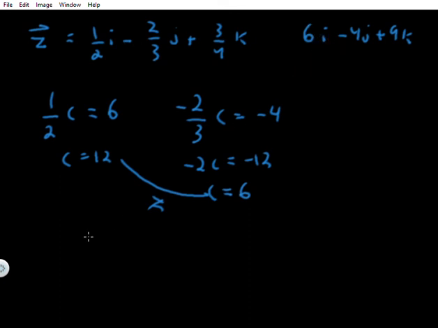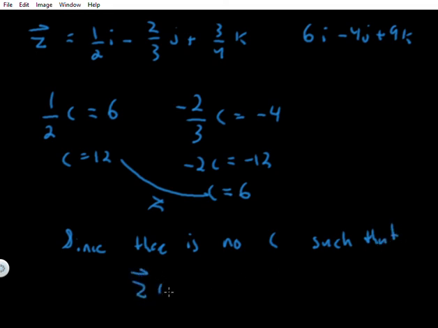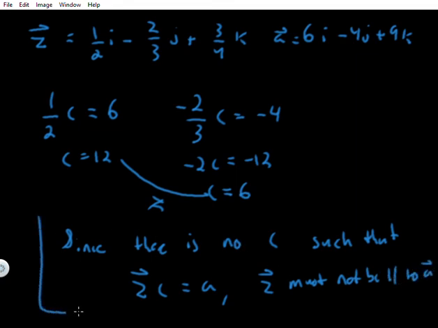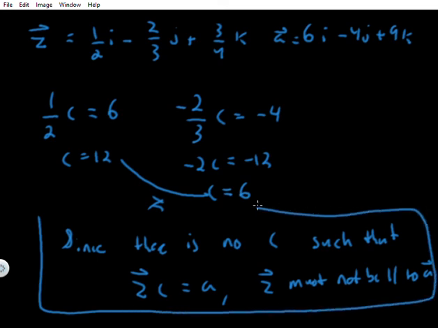So therefore, you could say, since there is no c such that c times z is equal to, I didn't give this a name, we'll call it a, we know that z must not be parallel to a. But this is the key intuition, that because they're not scalar multiples, they cannot be parallel to one another.